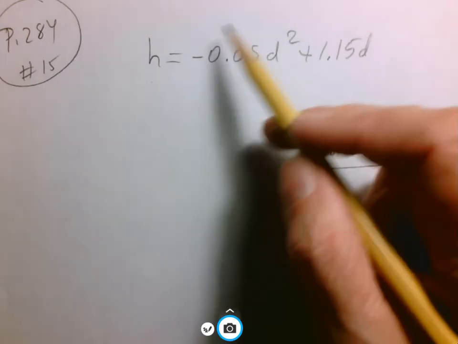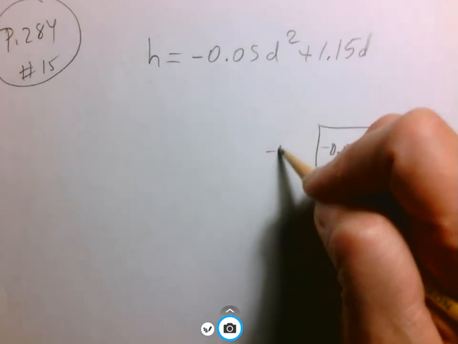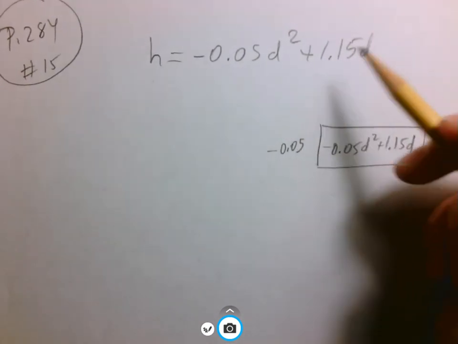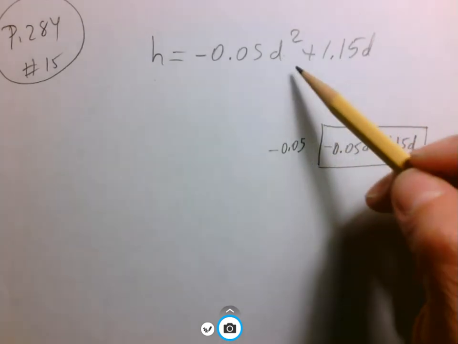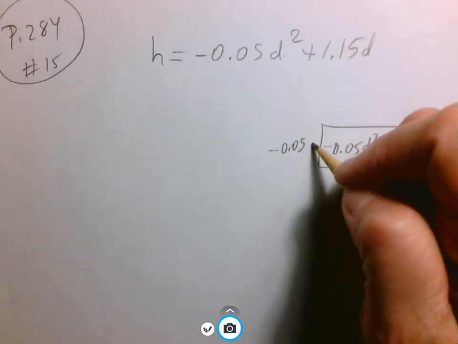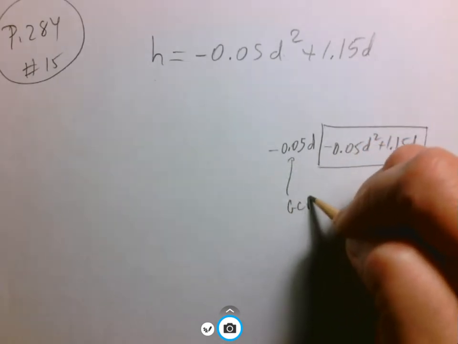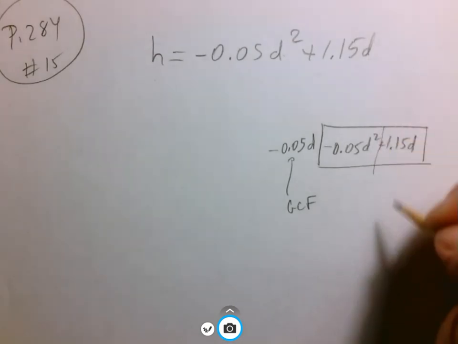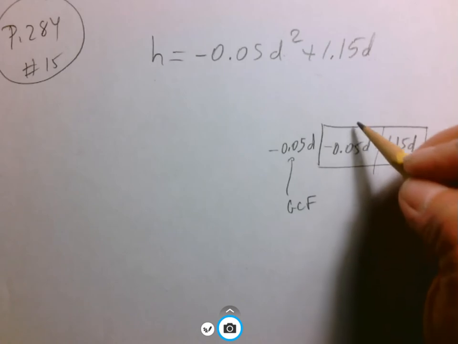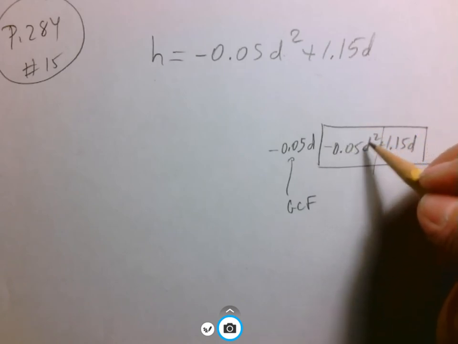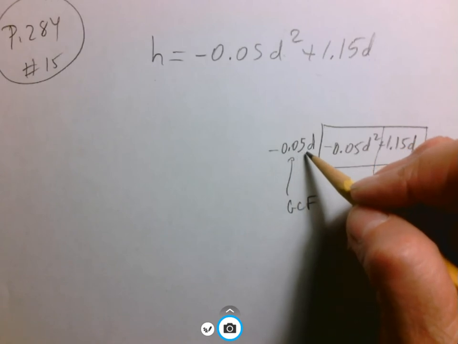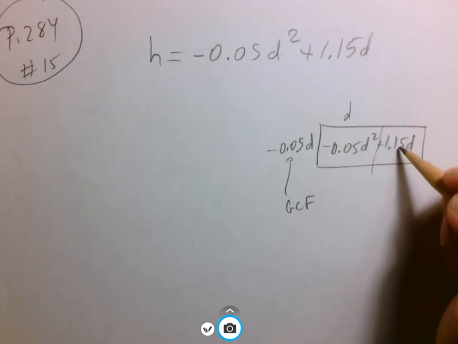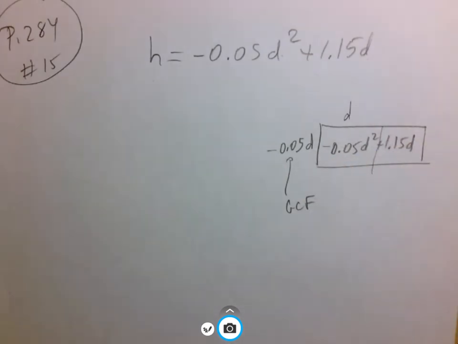I'm going to have to factor out this number before the d squared, because when we factor, we're always looking for the greatest common factor. The greatest common factor here actually has a d in it also. So this is the greatest common factor: it has the negative 0.05 and it has a d. So what's going to be left on this side? Negative 0.05d squared divided by negative 0.05d leaves me with just a d. And this one's going to be 1.15d divided by negative 0.05d.